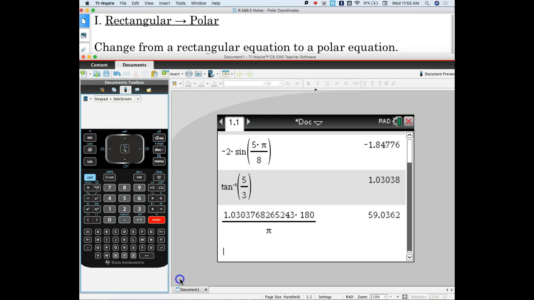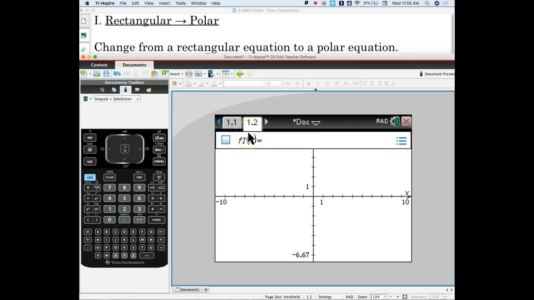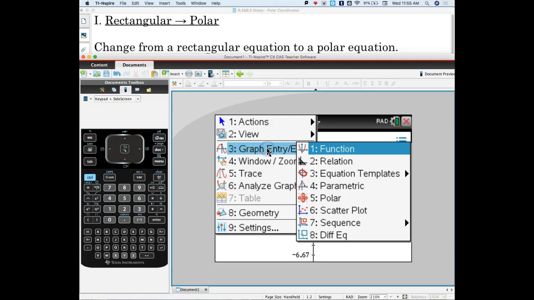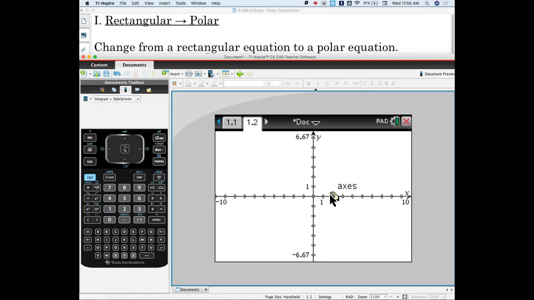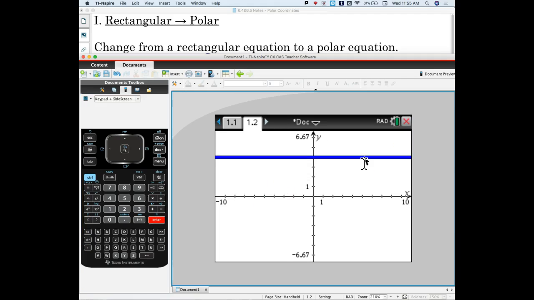If I made a graph here, page of a graph, if I entry and edit, and I want to go into polar, tab, I go R equals, tap the brakes. If I go R equals 4 cosecant of theta, there it is. Straight across, just like normal.